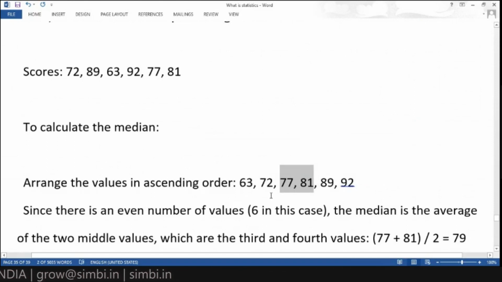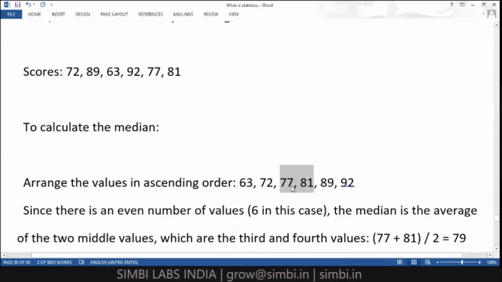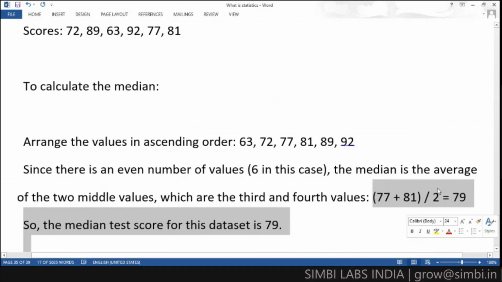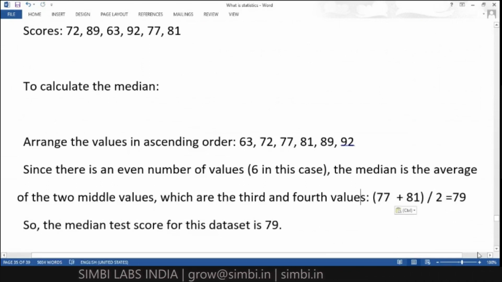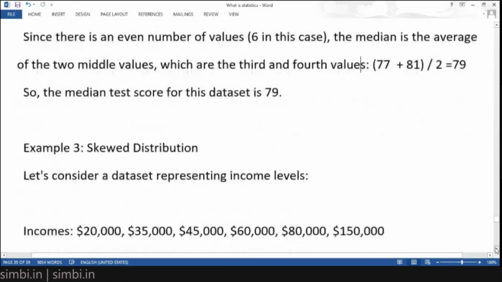There are 6 values, so it is an even count. We select these two numbers, 77 and 81. With these two middle values, we need to calculate the average. The average formula is the sum of both numbers divided by the number of scores: 77 plus 81 divided by 2. The answer is 79. So the median for the even count calculation is 79. Like that we can calculate the median.